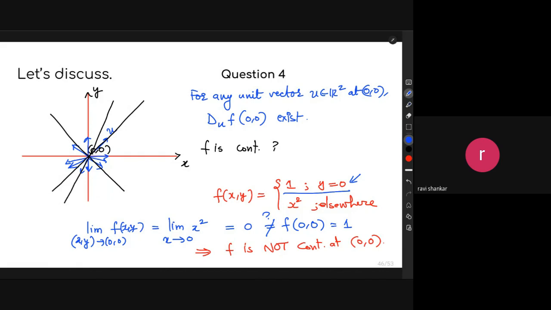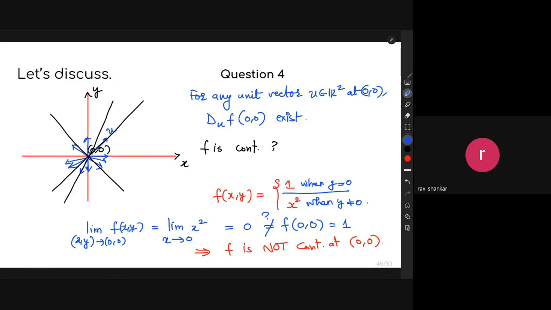Now, y is not 0 everywhere. Do you understand this definition? This definition of the function says that f of x,y is equal to 1 when y is equal to 0, and x square when y is not equal to 0.